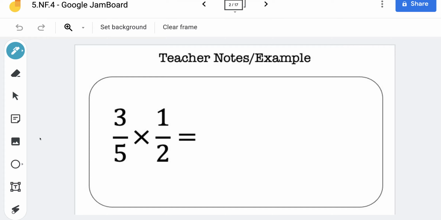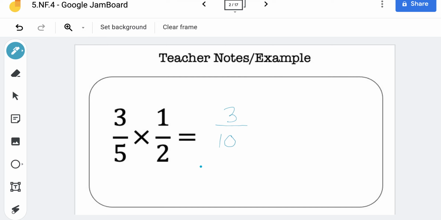Our first problem is 3/5 times 1/2. Now the way you multiply fractions is actually pretty simple. What you do is you multiply the numerators together, and then you multiply the denominators together. So the numerators are the 3 and the 1. So 3 times 1 gives us 3. And then when you multiply the denominators, 5 times 2 gives us 10. So our answer is 3/10.